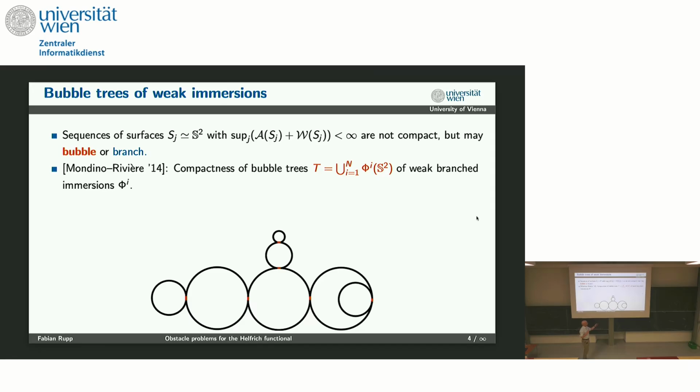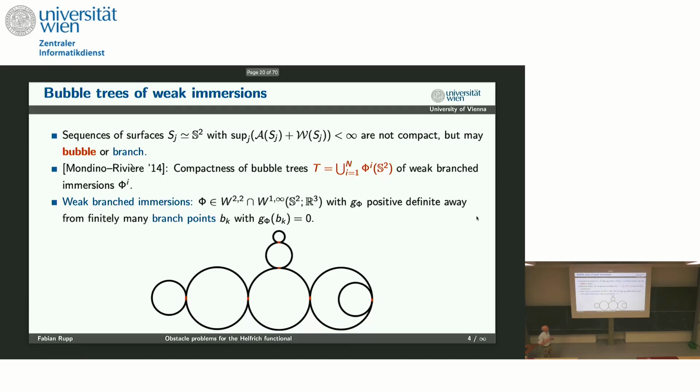And I'm a bit sloppy here. I don't want to give you the full, very technical definition, but what you can think of these objects on an intuitive level, they are just a collection of, say, immersed spheres, W^{2,2} immersed spheres, and they are glued together at finitely many points. So it's a finite collection of bubbles that are connected by infinitesimally small necks. And each of these bubbles is a weak branched immersion, okay?